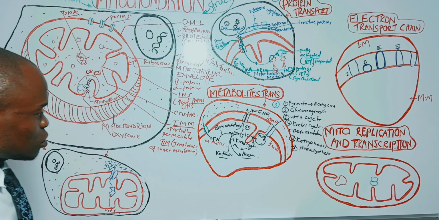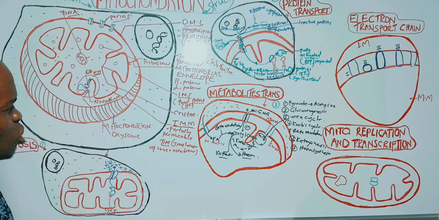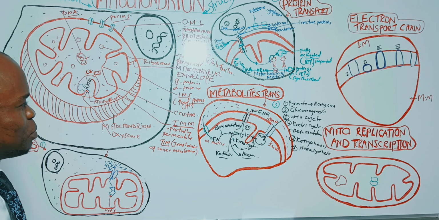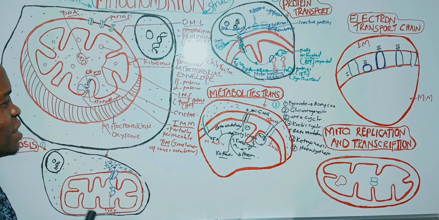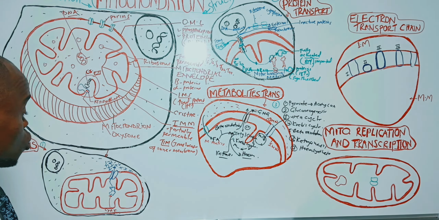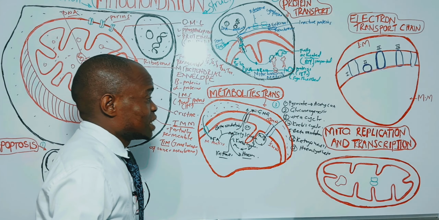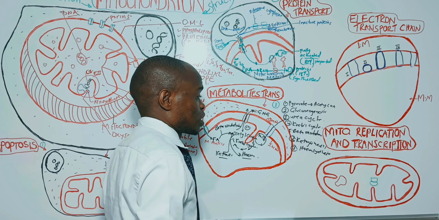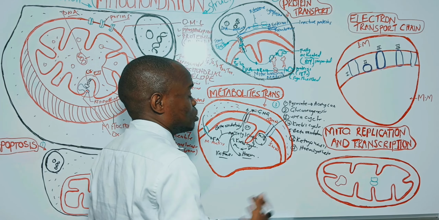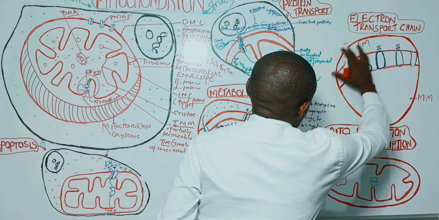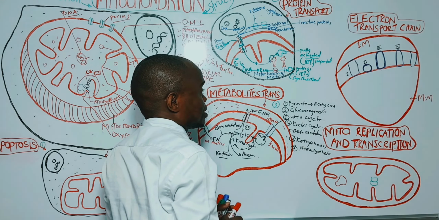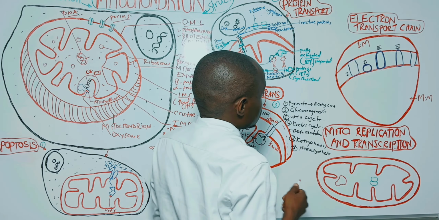Now that means we have seen the metabolites, the transport machinery, transporting the end products, the substrates, and also some other products. So let's see another important one, which is now the electron transport system. How does the mitochondria participate in the electron transport system? There is something you are seeing here, this structure here.